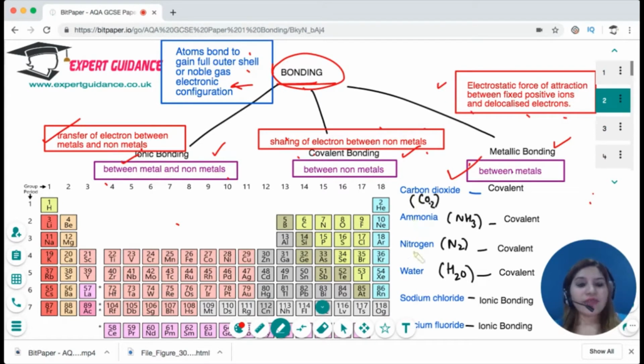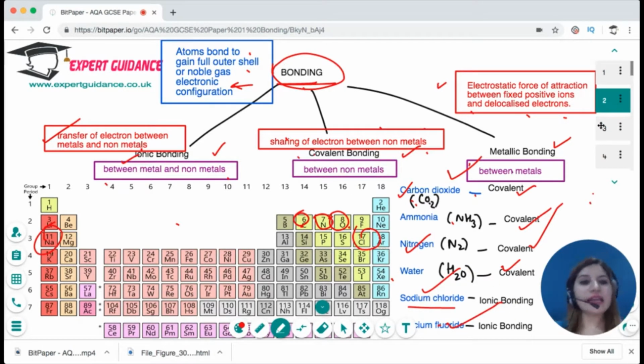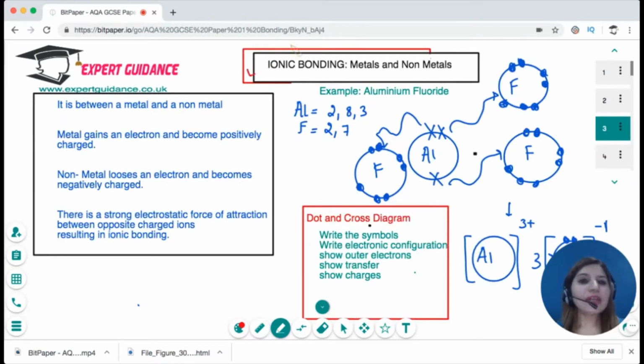So if any formula is given to you, you can easily say whether it is ionic or covalent bonding, seeing what atoms are bonded. In carbon dioxide there's carbon and oxygen, which are found to the right side of the periodic table, so they are two non-metals, so that is covalent. Ammonia is nitrogen and hydrogen, which are again two non-metals, so that is covalent. Nitrogen is nitrogen, which is covalent. Water is covalent. Sodium chloride is sodium, which is to the left side, and chlorine, which is to the right side, so this is ionic. Calcium fluoride is ionic. So just by looking at the formula, you can say whether it's ionic, covalent, or metallic bonding. Now, what is ionic bonding?